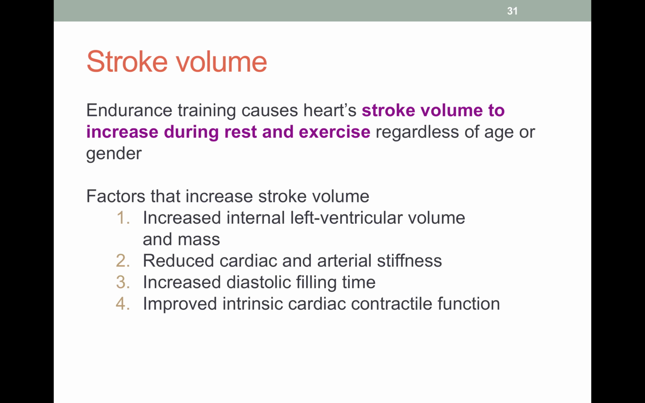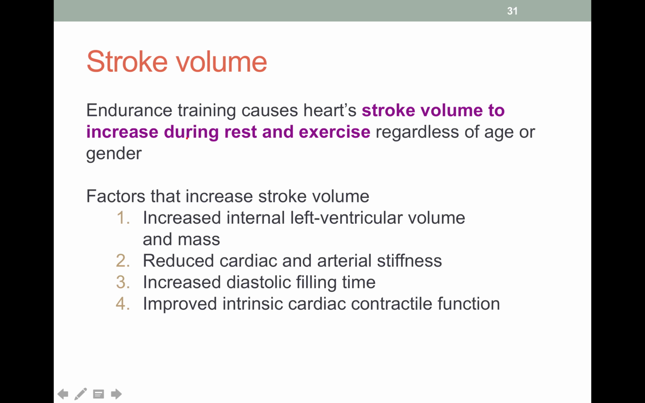Okay, so that was really thinking about stroke volume going up during maximal exercise. But if we think about during rest, you're going to see that we become more efficient, and I'll show you that shortly. But you see here, endurance training causes stroke volume to increase during rest and exercise, regardless of age and gender. So why does this happen? Increased left ventricular volume and mass. We have a greater capacity to produce force. If we have more musculature and a larger volume of the ventricle, we can put more blood in it, and therefore we will push more blood out.